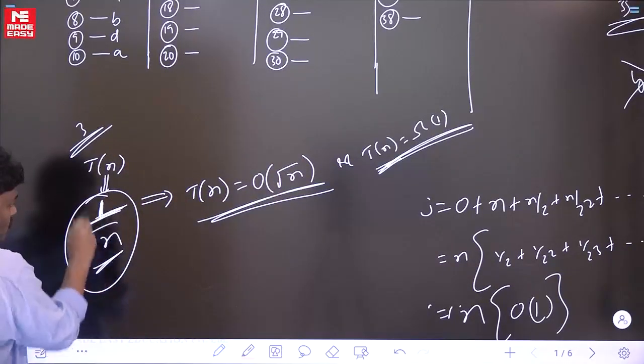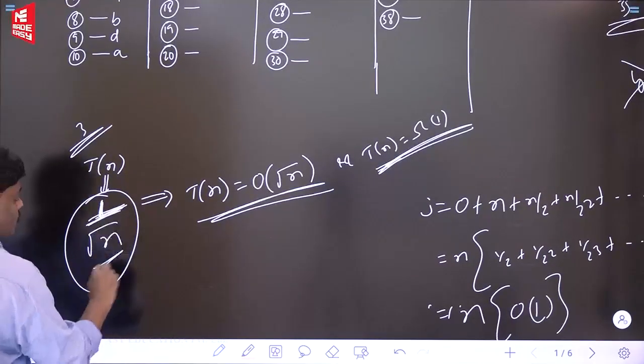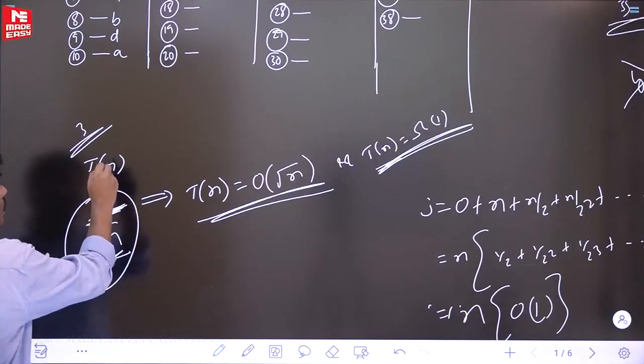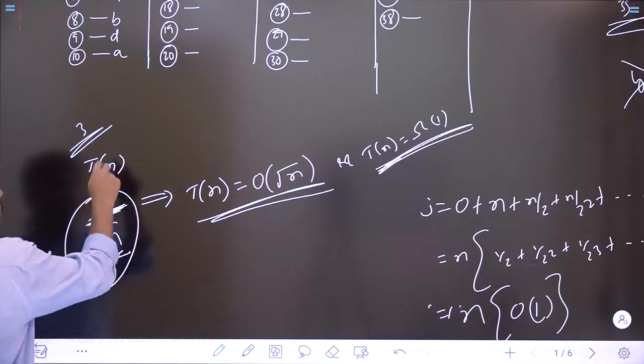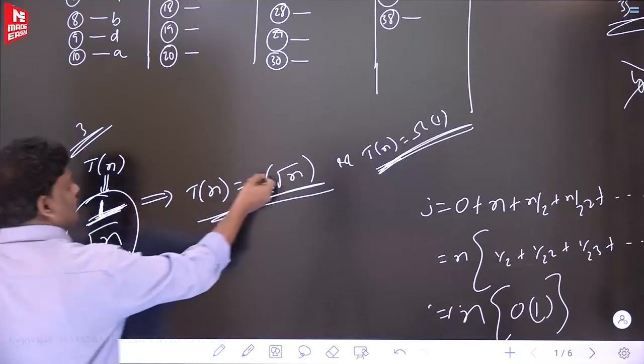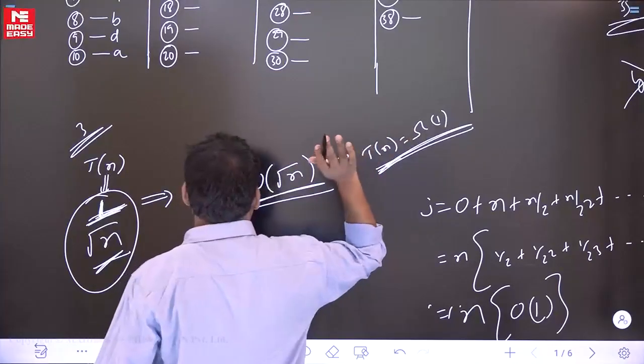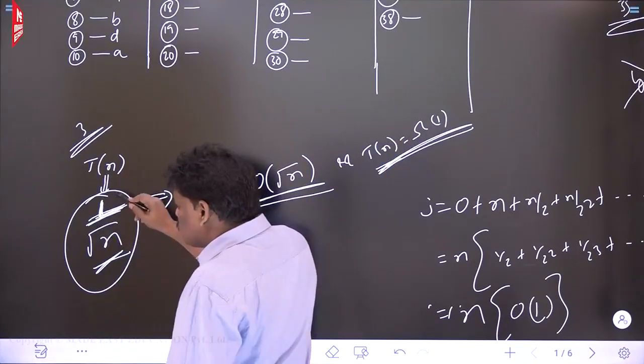Tn has two choices: sometimes 1, sometimes root n. This Tn cannot go less than 1, and it cannot go more than root n. Forget about upper bound and lower bound. This Tn has two choices, 1 and root n.